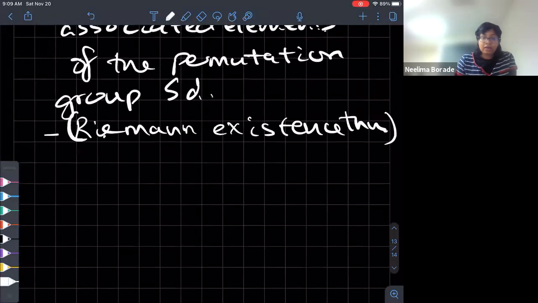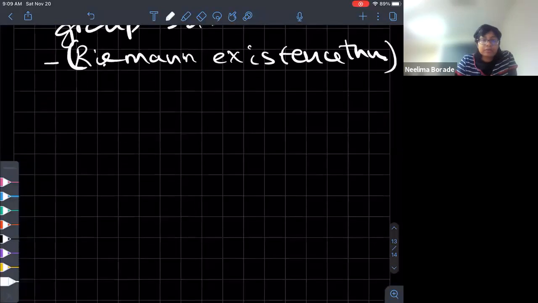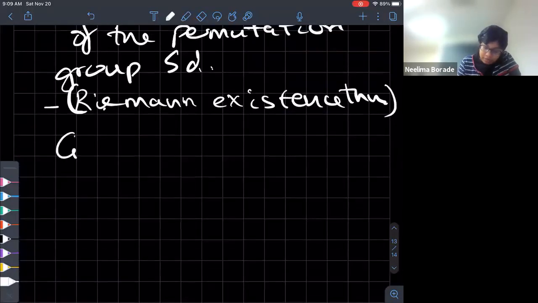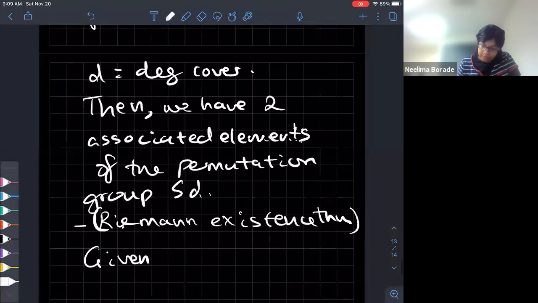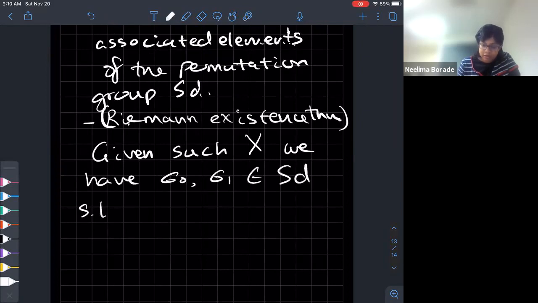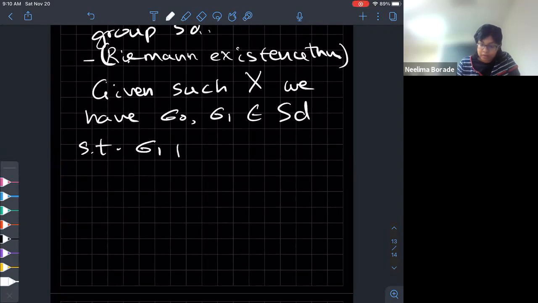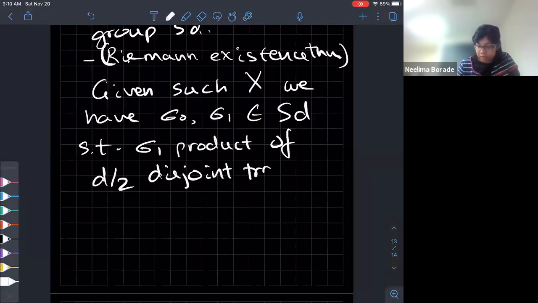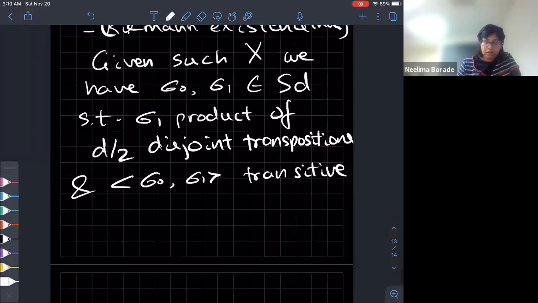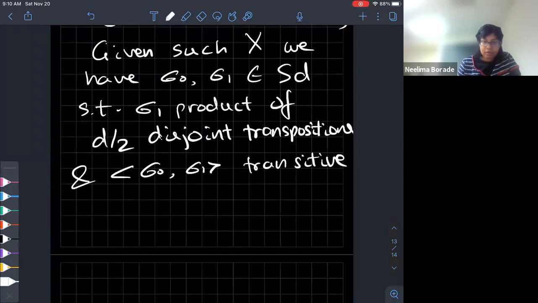Hopefully I'm citing it correctly. And so based on the time we have, let's just write it out. Given such an X and a Belyi cover, we have sigma naught, sigma 1 inside of S_D, such that sigma 1 is a product of D by 2 disjoint transpositions, so two cycles. And the subgroup generated by sigma naught and sigma 1 is transitive.